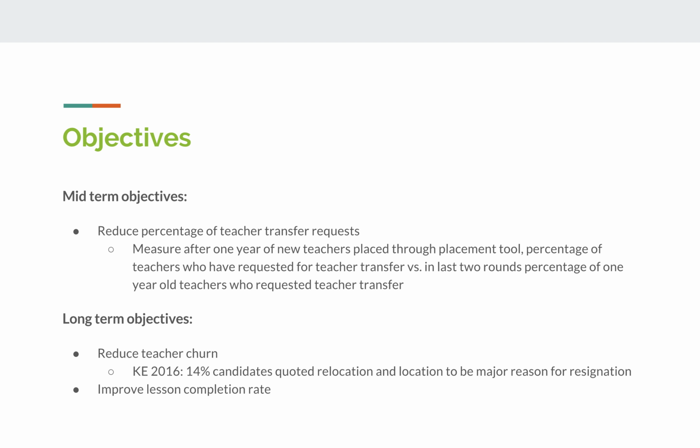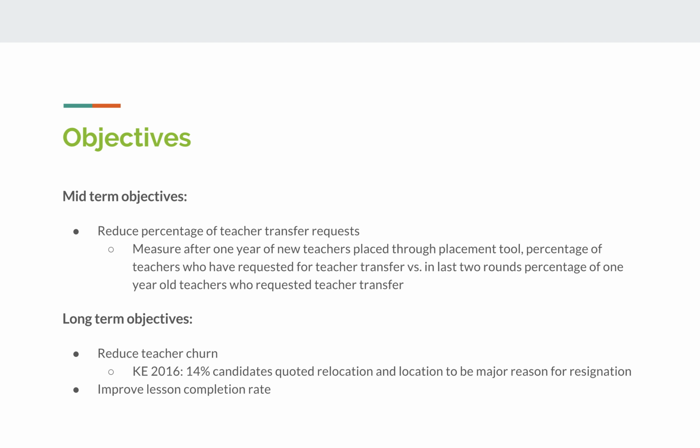As for midterm objectives, it is to reduce the percentage of teacher transfer requests. Right now, last year there were 1,000 teachers who wanted to transfer, and this year in Kenya, in East Africa, I think it is around 700 teachers who want to transfer. And in Australia, it's also because our total number of teachers has reduced.